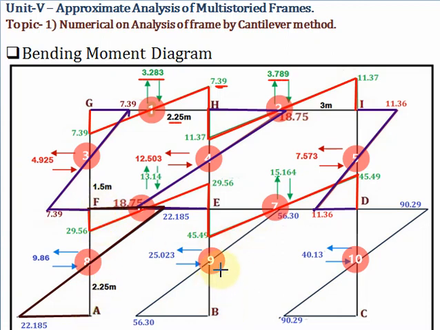Now for node 9, what is the horizontal force? 25.023 into the distance 2.25. What value are we getting? 56.60. Here also 56.60. Join this by a straight line. Next and last node, node number 10, the horizontal force is H10. What is that value? 40.13 into 2.25, so we are getting 90.29. Here also 90.29. Join this by a straight line.